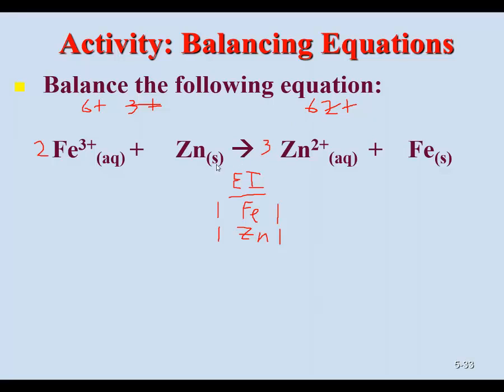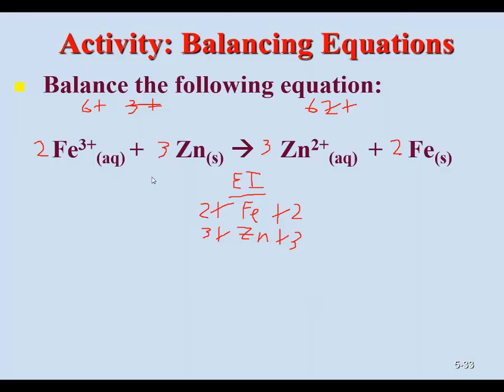Okay, and then to keep everything balanced, see at this point my mass balance is off. I have 2 irons, and here I have 3 zincs. To keep everything balanced, I'm going to have to add a 2 in front of the irons on the product side to mass balance everything, and a 3 in front of my zincs on the reactant side. Now I'm mass balanced and charge balanced.